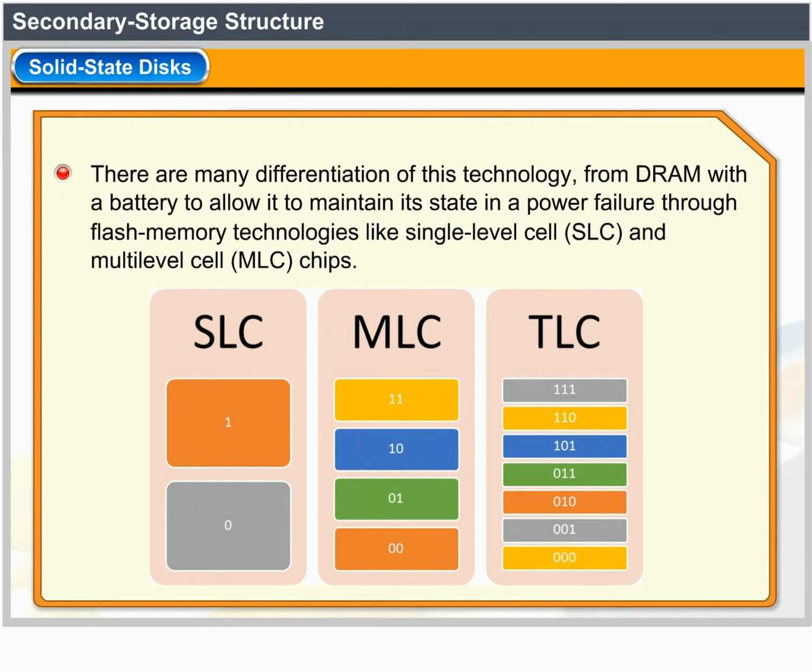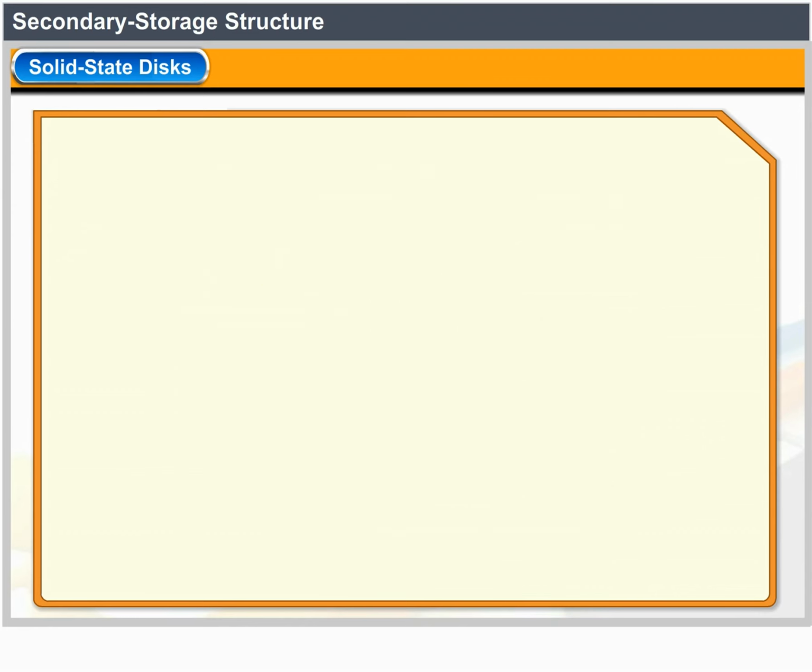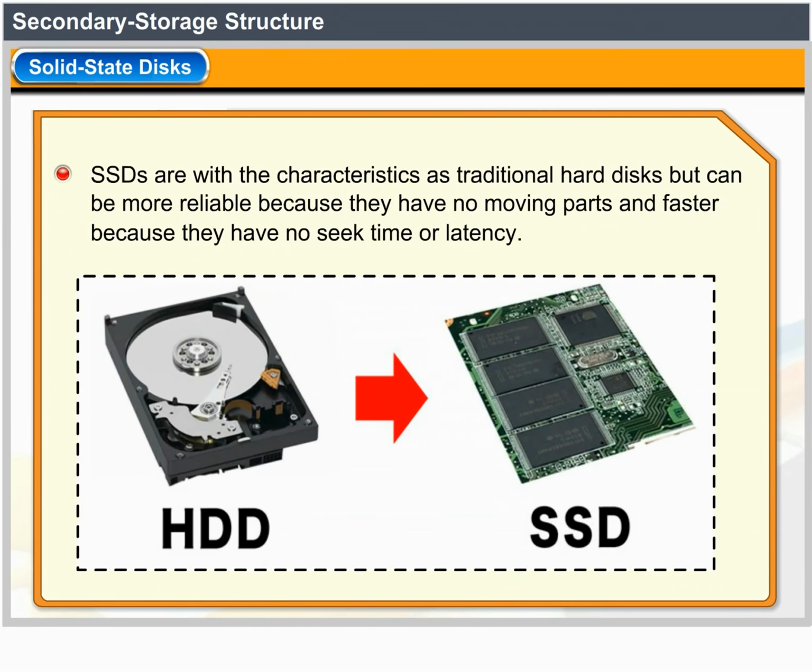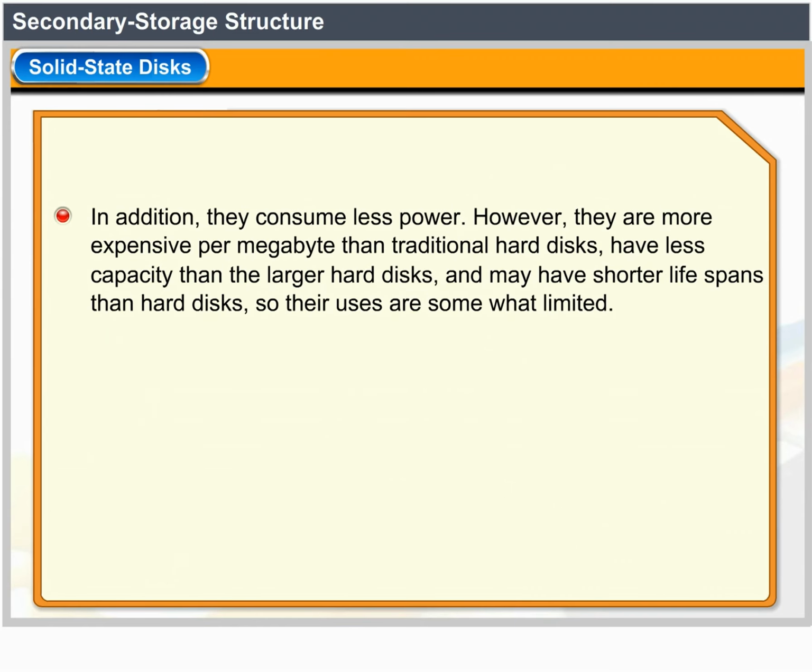SSDs have the same characteristics as traditional hard disks but can be more reliable because they have no moving parts and faster because they have no seek time or latency. In addition, they consume less power. However, they are more expensive per megabyte than traditional hard disks, have less capacity than the larger hard disks, and may have shorter lifespans than hard disks, so their uses are somewhat limited.